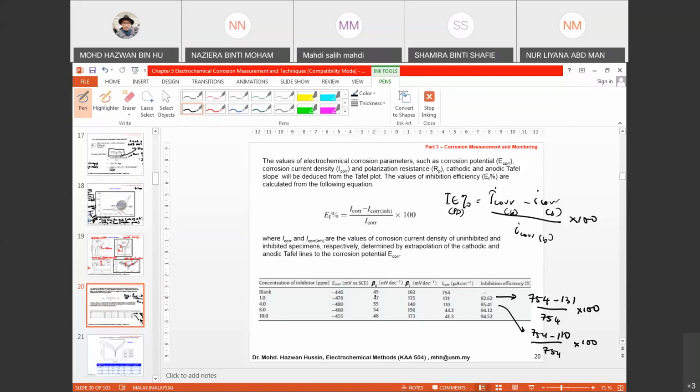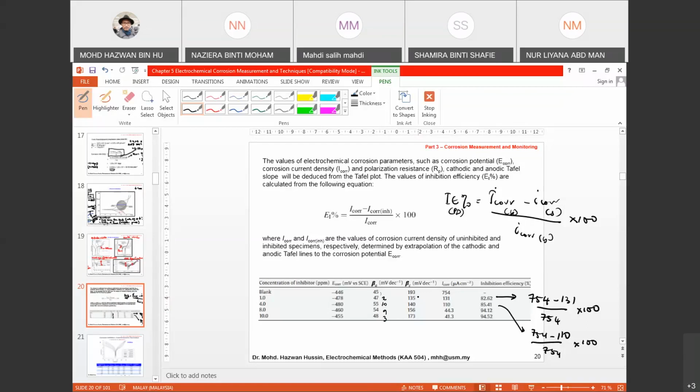So over here, you have the blank, which is 45 and 193 for beta A and beta C. You can actually see the difference. This one, the difference is actually 2. This one maybe around 10. This one maybe around 9. And this one is around 3. Meanwhile, if you calculate the difference for this one, you'll see that it produces an even bigger difference.